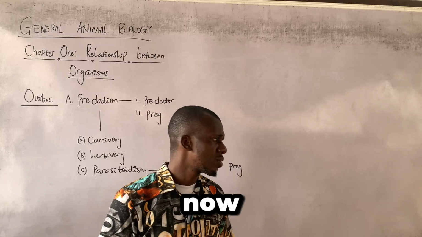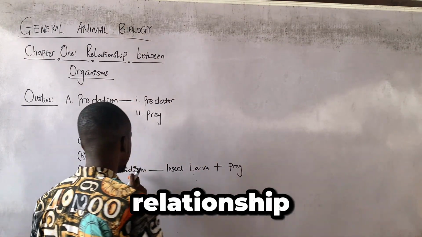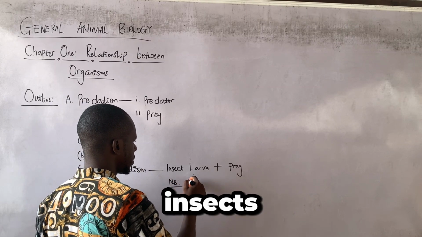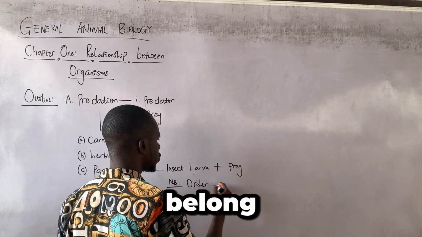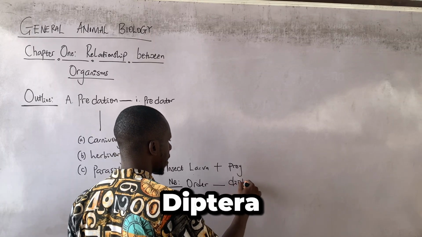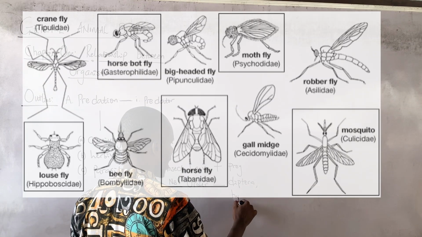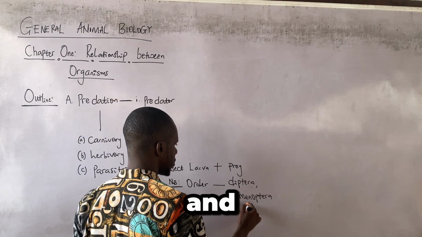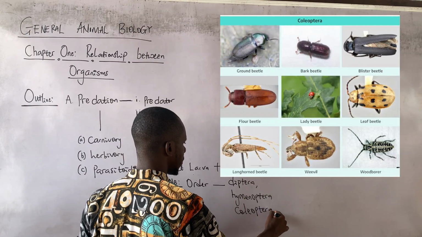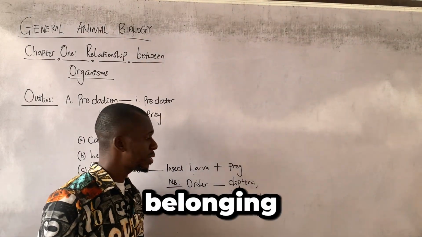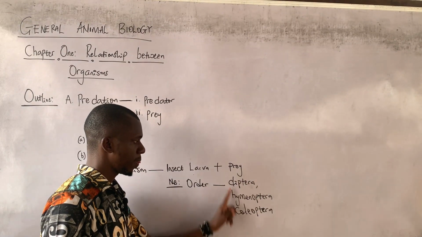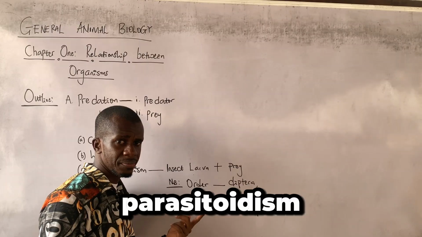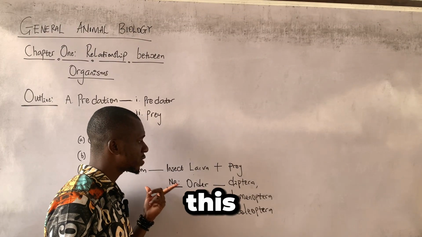All right. Now, this type of relationship is seen in insects mainly that belong to the order Diptera, Hymenoptera, and Coleoptera. All right. Insects belonging to these orders manifest this behavior known as parasitoidism. You see that? Yes, they enter into this type of relationship.